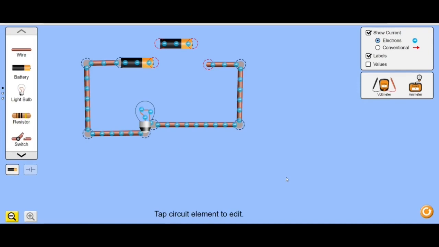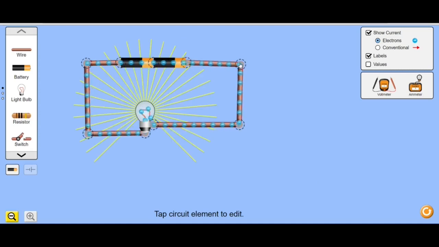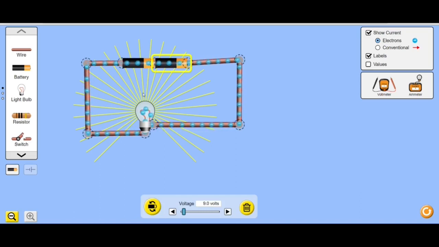Now let's see what happens if we connect two batteries to the circuit. So let's connect this battery like that. You will notice that the two batteries are connected to the circuit and the brightness of the bulb has increased, right? Initially, when we had only one battery, the bulb was glowing a little bit dimmer and now it's brightening properly.